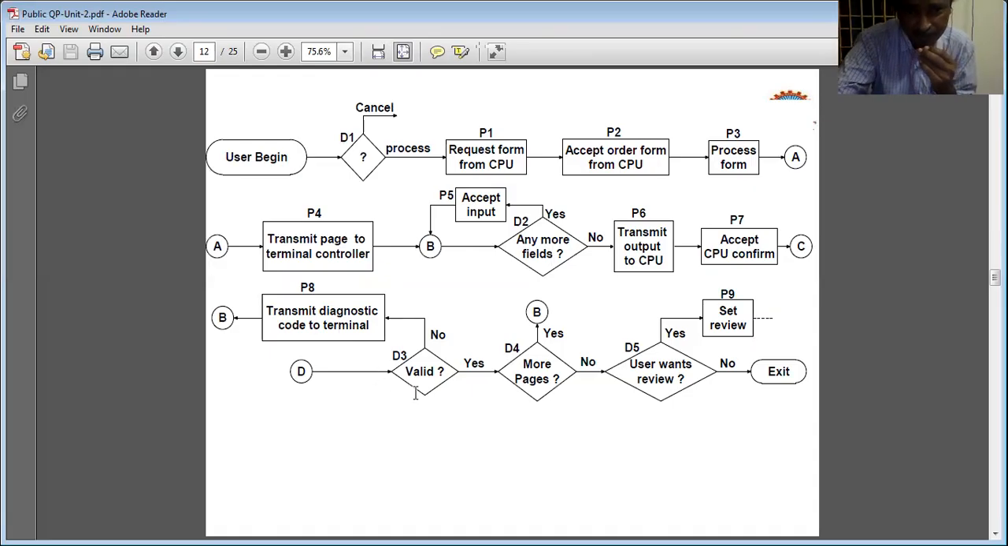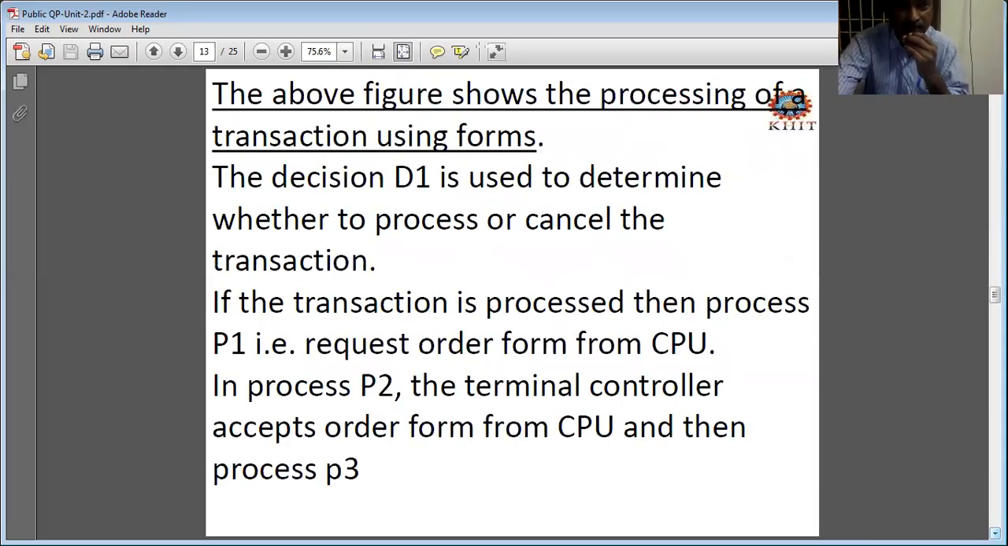If it is valid, then ask about more pages. If it is invalid, then it processes again, that is P7, P6. Then, if more pages are required, yes, it continues again. If more pages are not required, then if the user wants a review, yes, provide review. Otherwise exit.